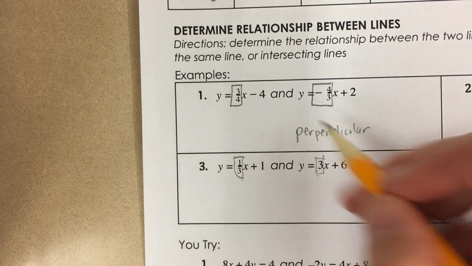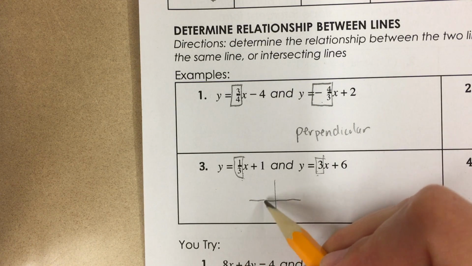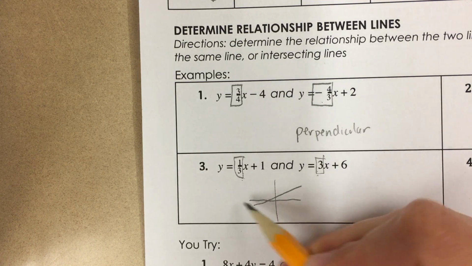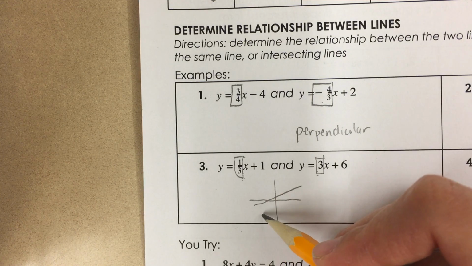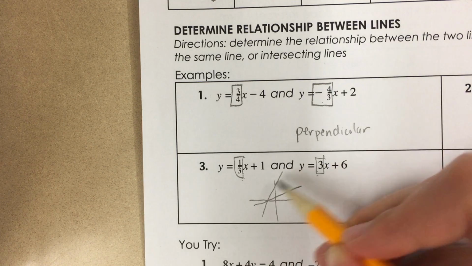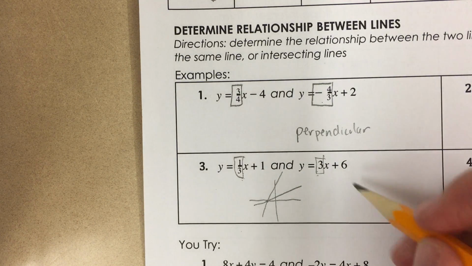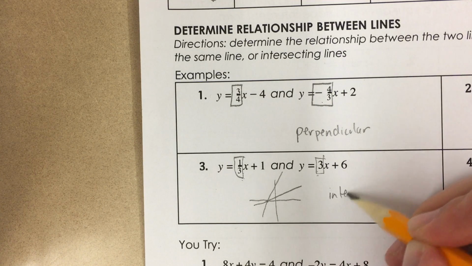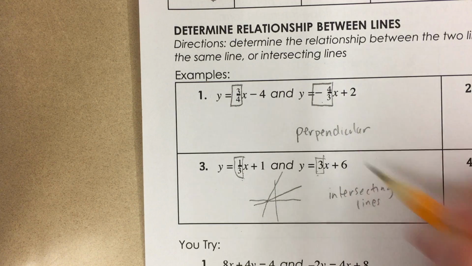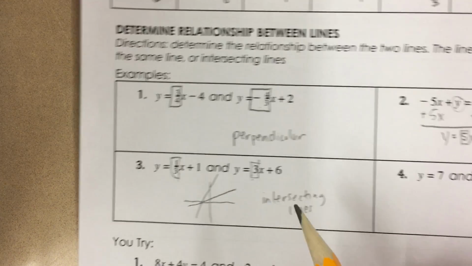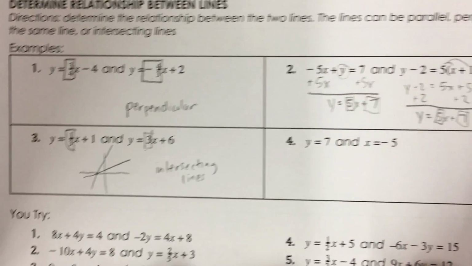Okay, these are just two lines that intersect, right? If I were to graph these on a graph, I would have something like this, that first line, 1/3 x plus 1, and then 3x plus 6 would look something like this, right? But notice those are not intersecting at a right angle. They're not perpendicular. So these are just intersecting lines, just two regular old lines. They're not parallel, so they will intersect, right? Parallel lines don't intersect. They're not perpendicular either. They don't intersect at a right angle.